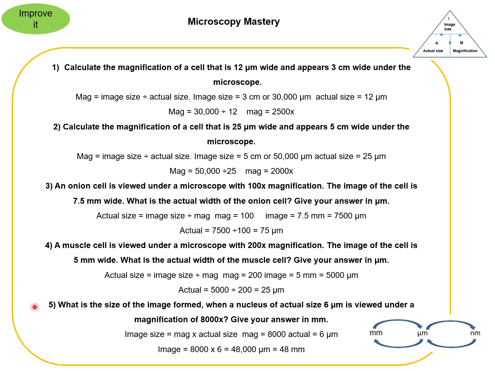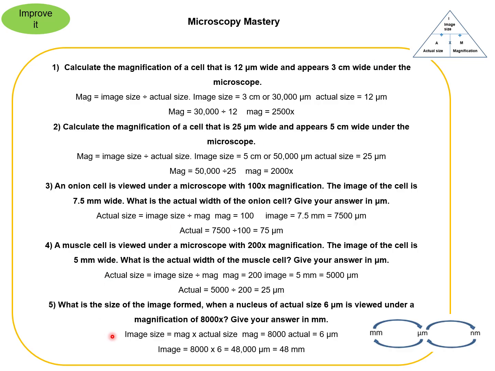Number 5, what is the size of the image formed when a nucleus of actual size of 6 micrometers is viewed under a magnification of 8,000 times? Give your answer in millimeters. So the image size we want this time, so we go to the triangle, cover up the image size, what we're left with, and we're left with actual size times by the magnification. So that's written as the first step.